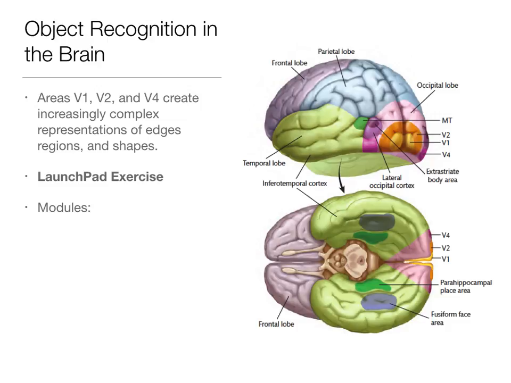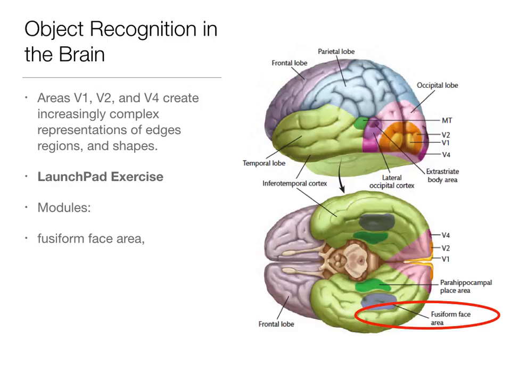So again, there is a Launchpad exercise about this where it walks you through the different areas that this is happening in: area V1, which is our primary visual cortex, V2, which as you would guess with the two, is our secondary visual cortex, and V4. And these get really more complex as the information goes in. So at V1, we have very simplistic shapes. At V2, they're getting more and more complex. By V4, they're more complex.